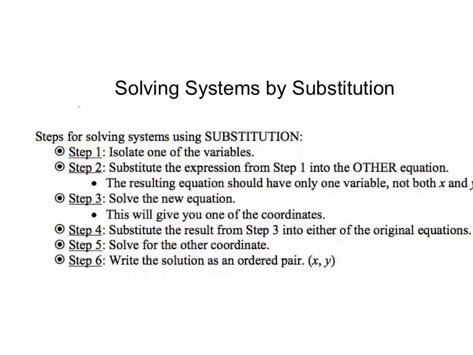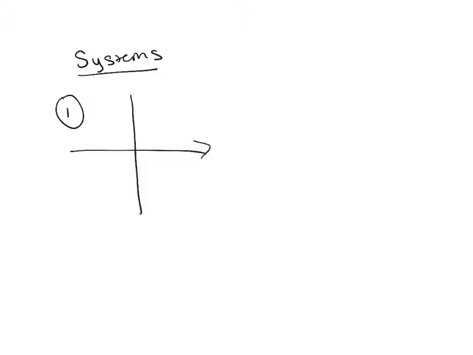To explain these steps a little bit more, let's look at it. Just to remind you what we've already done with this, we know that a system means that there are two or more equations that have the same solution. The first way that we talked about solving a system is graphing. If you graph that system, the place where those two lines meet is your solution.